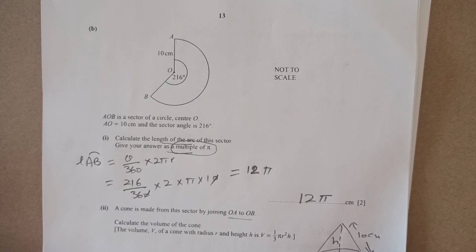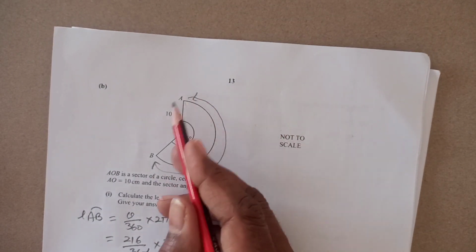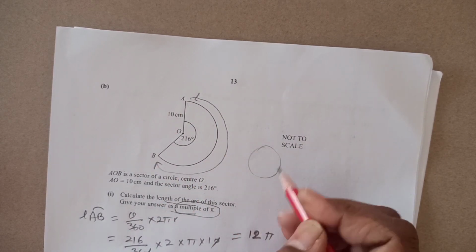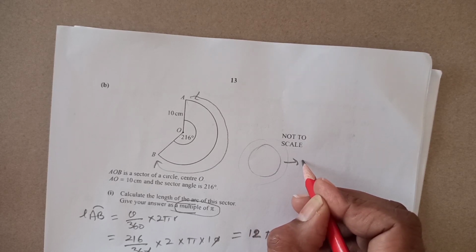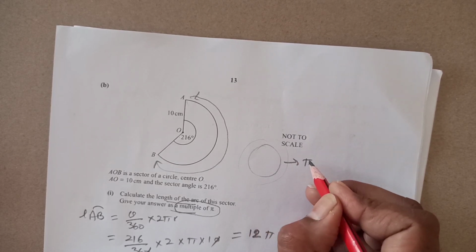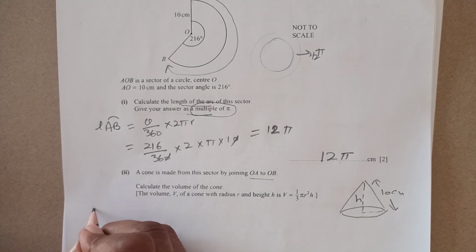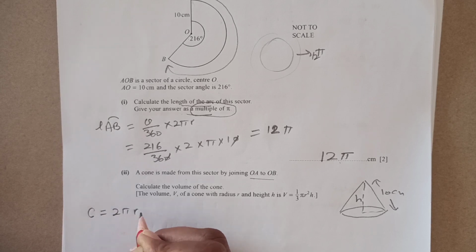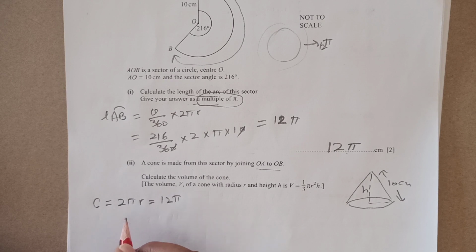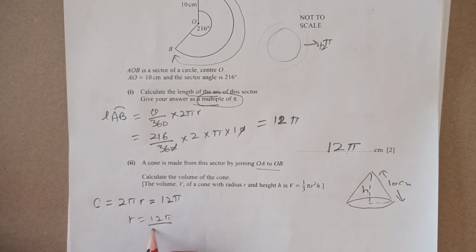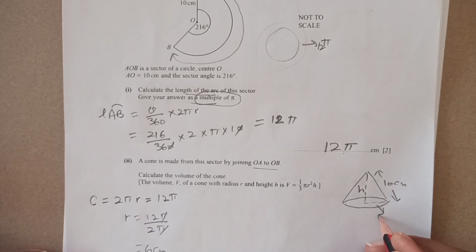So for the radius, when you join this length of arc, this will become a circle like this, right? So this circumference that we have, it's 12 pi, right, the one that we calculated here. So that is the circumference. So now circumference is 2 pi r and this is equal to 12 pi. That will give us the radius. So r is 12 pi over 2 pi. Pi and pi is gone. So 6 centimeters. So now the radius is 6 centimeter.